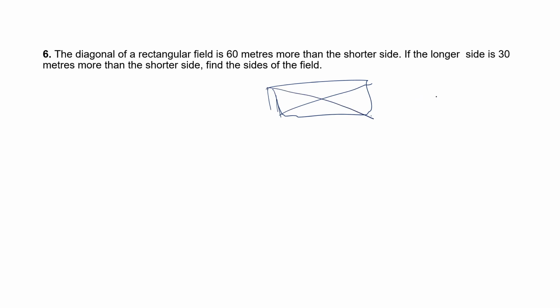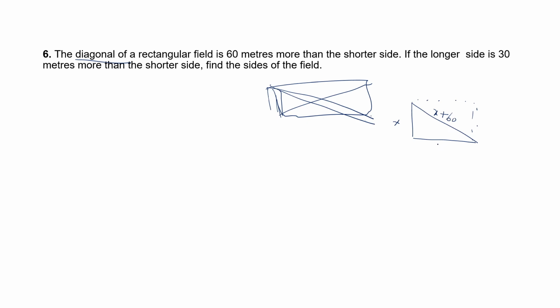Next question is, the diagonal of a rectangular field is 60 meter more than the shorter side. A rectangle is there, with a diagonal. The diagonal is 60 meter more than the shorter side. So I am just drawing this part. This is a rectangle, this is the diagonal. If this shorter side we have taken as x, the diagonal is 60 more, which means plus.